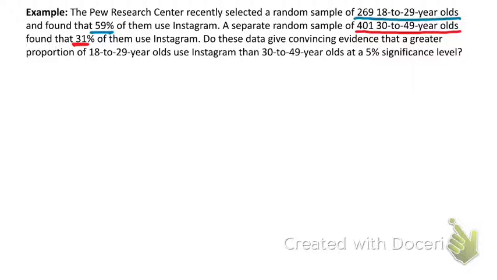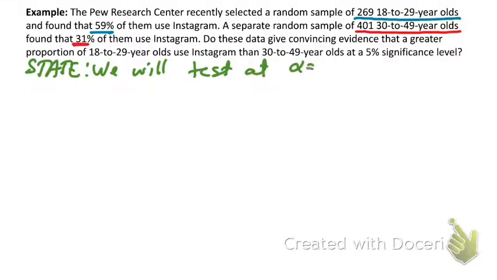We want to make sure that this was a statistically significant difference, not just sampling variability. Okay, what do we start with? State. We will test at alpha equals... What's alpha equal? 0.05. Yeah. This one it told us in the problem, but it's the same one we always use.